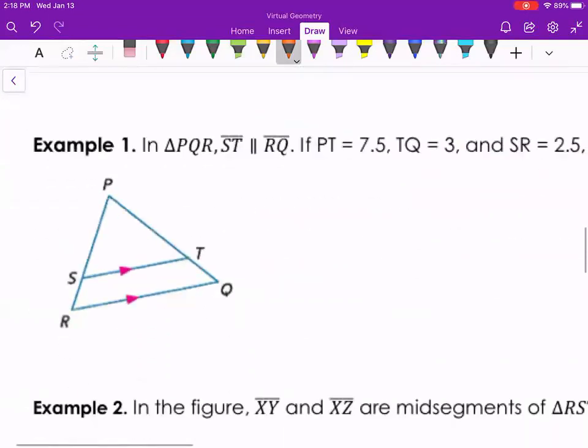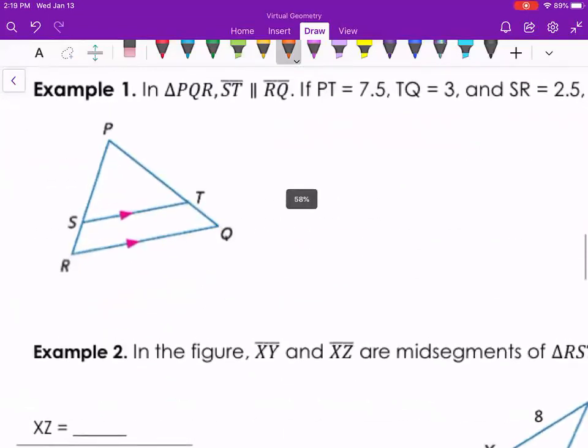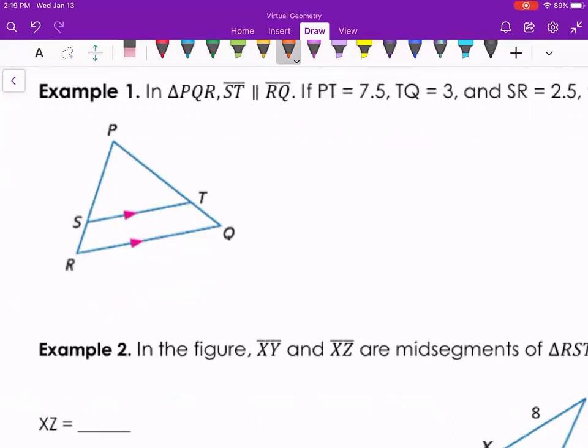So let's see how we do. Let's start with our first example here. You've got two parallel lines towards the bottom of this triangle. And in triangle PQR, segment ST is parallel to segment RQ.